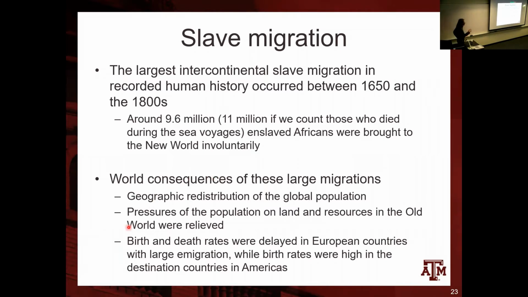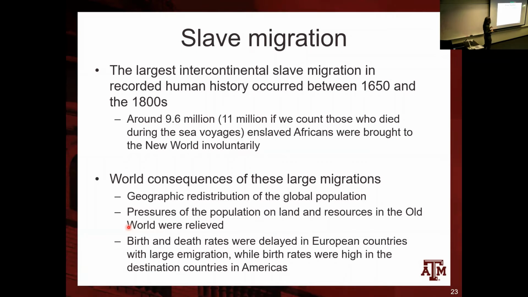And these migration flows have a lot of consequences for the world. There is a geographic redistribution of the global population. It changes the race composition of populations, both in origin and destination. Pressures of the population on land and resources in the old world were relieved. In Europe, where you had a bigger population relative to the resources they could produce at that time, they started to lose people going to other places, so they have a little bit of relief.